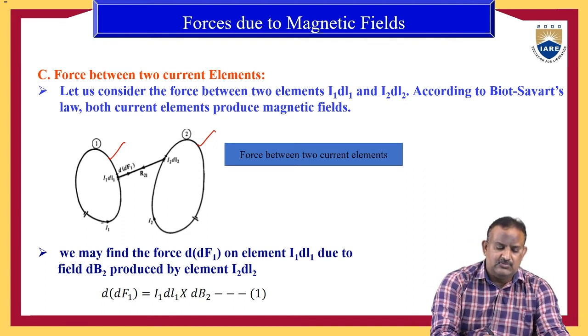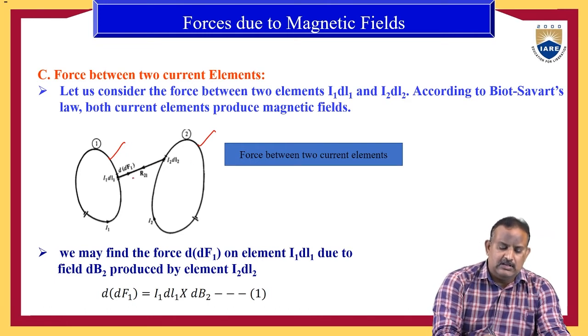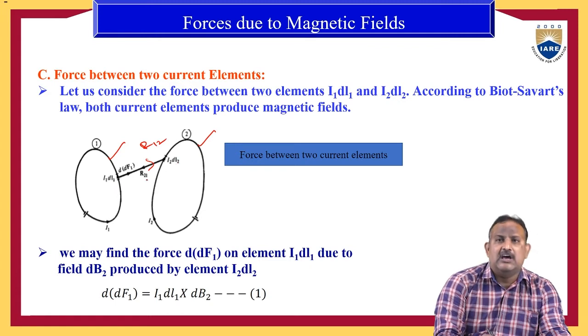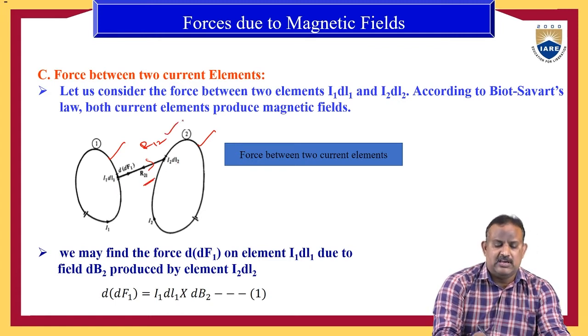So here if we observe the current elements I1 dl1 and I2 dl2, the vector from I1 to I2 is R12, and from I2 to I1 is R21.